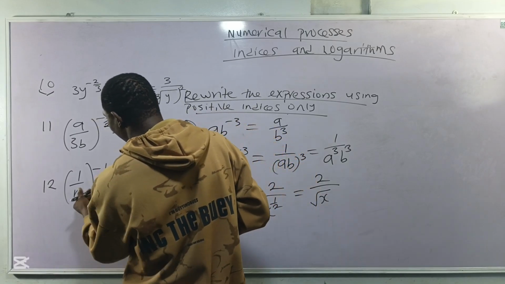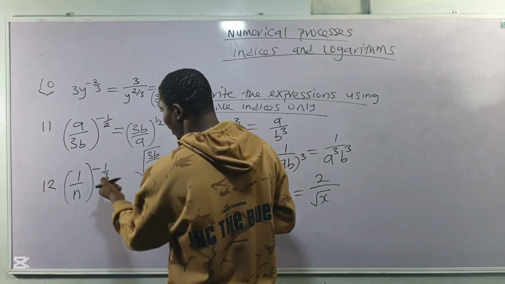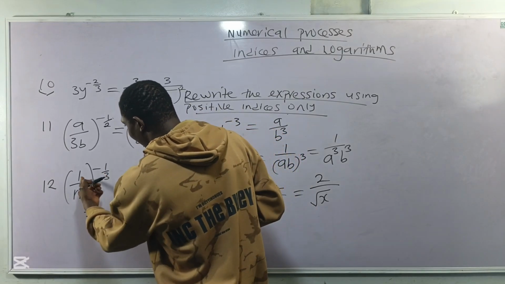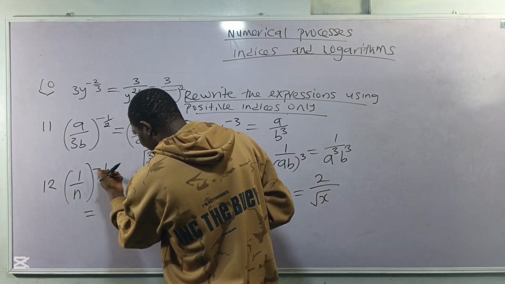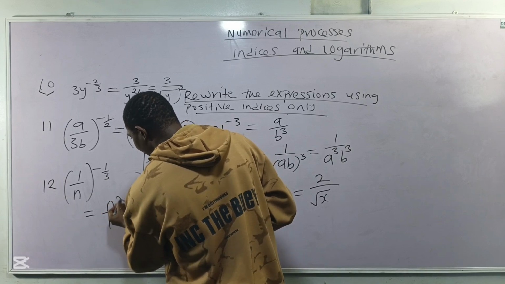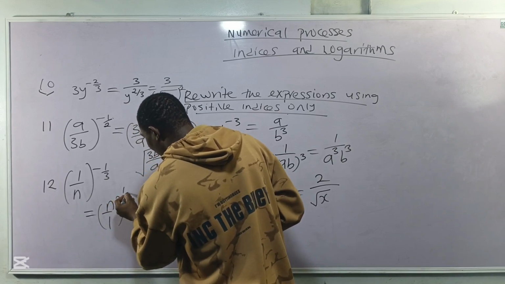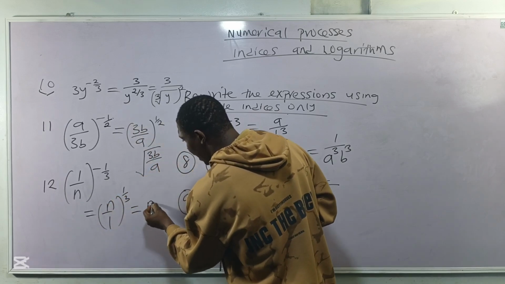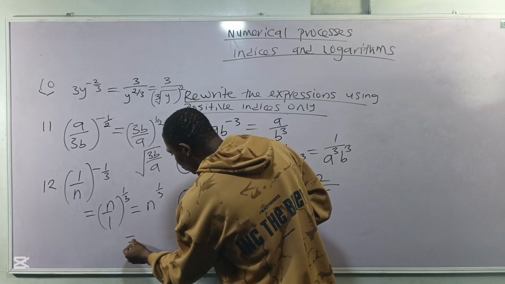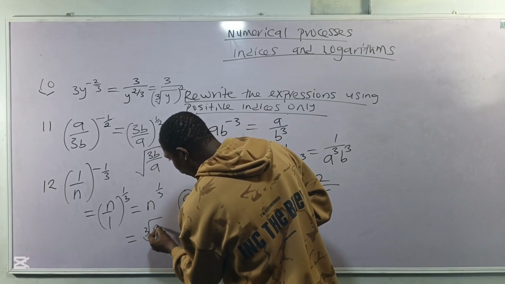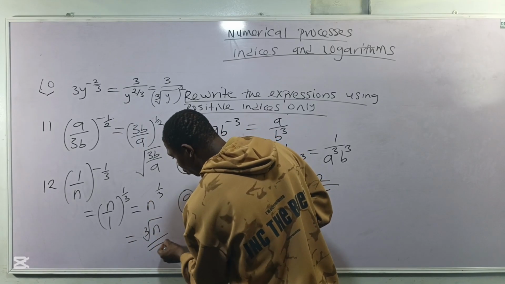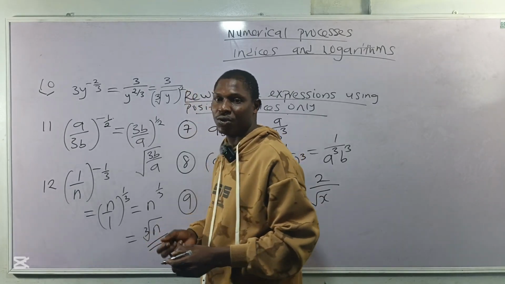And lastly, I have 1 over n raised to power negative 1 over 3. If I interchange 1 over n, the negative sign will be removed. So I have n over 1 to give me positive 1 over 3, which will give me n raised to power 1 over 3, which will give me the third root of n raised to power 1, which will give me the third root of n as my final answer.